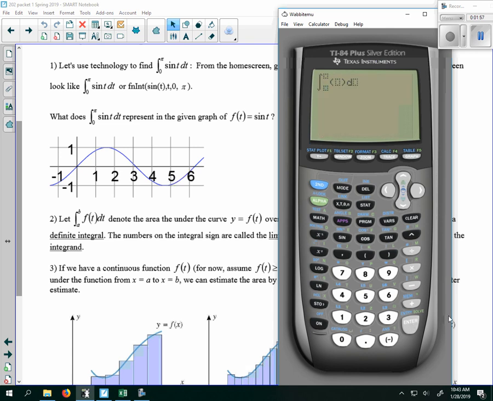And then it says to either make your screen look like this first thing, the integral from 0 to pi of sine of t dt, or fn int of sine of t, comma 0, comma pi. So that depends on which graphing calculator iteration you have, an older or a newer. So mine, I'm going to go 0 to pi, 0 to pi.